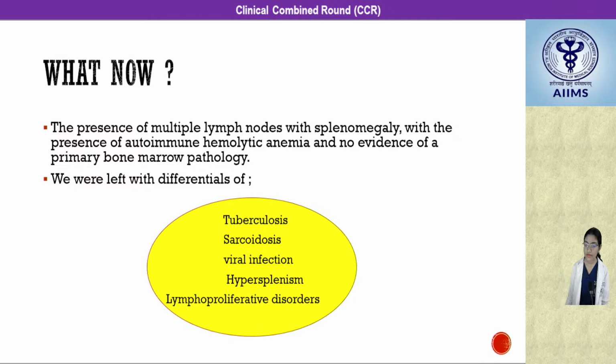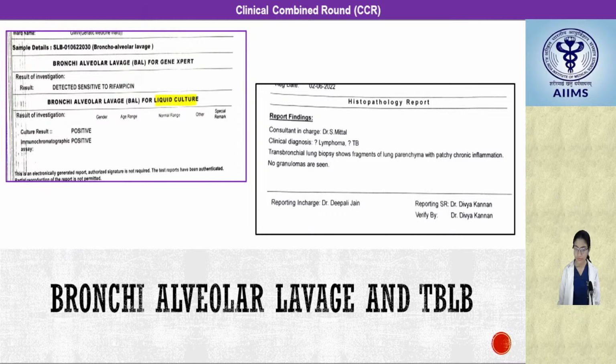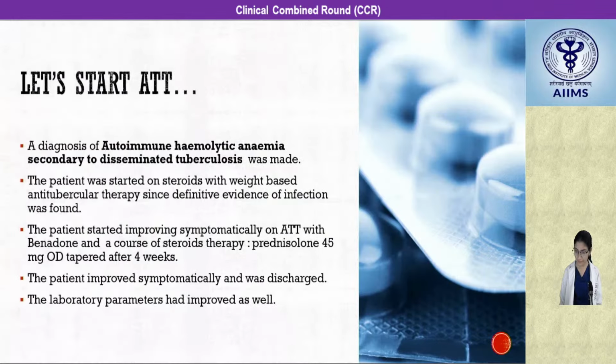Based on these, we were able to narrow down our differentials to tuberculosis, sarcoidosis, viral infections, hypersplenism, and lymphoproliferative disorders. Assuming a high risk of tuberculosis in our country, we performed a bronchoalveolar lavage, on which we could find on liquid culture that she was having evidence of tuberculosis which was sensitive to rifampicin. On the transbronchial lung biopsy, there was evidence of patchy chronic inflammation.